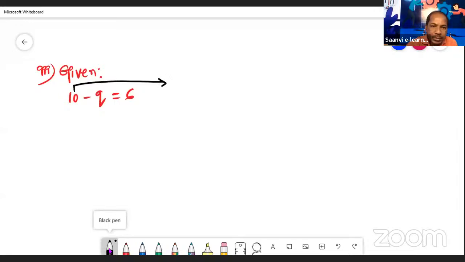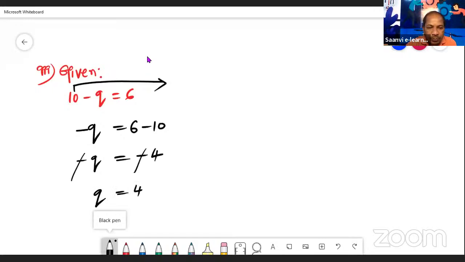To find the q value, what is extra here? 10 is extra. So this 10 we have to send to this side. Here not only q is there, minus q is there. So write minus q as it is, and send this 10 to this side. First of all, write this 6 as it is, and this 10 is plus 10 or minus 10? It is plus 10. Okay. So when this plus 10 goes to this side, it becomes minus 10. So minus q is equal to 6 minus 10, how much? Minus 4. 6 minus 10 is equal to minus 4. See here, the minus symbols on both sides get cancelled. Now what is the q value? Q is equal to 4. So the solution is q is equal to 4.